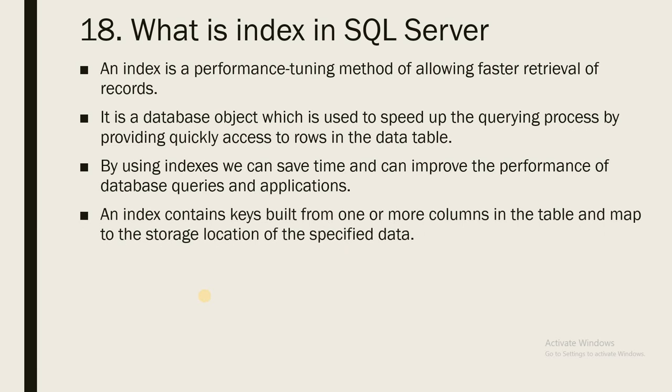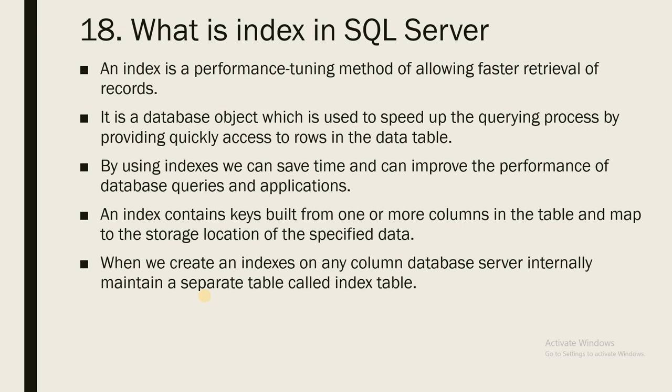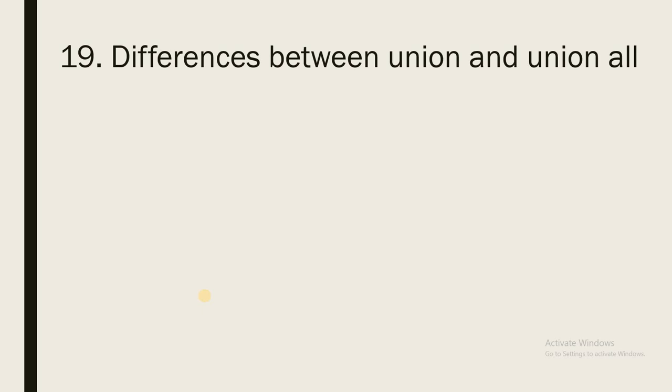An index contains a key built from one or more columns in the table and maps to the storage location of the specified data. When we create an index on any column, the database server internally maintains a separate table called an index table. The next question is, what are the differences between union and union all?